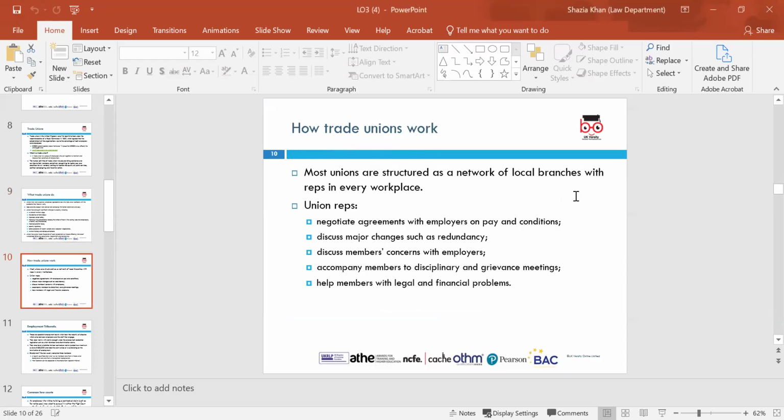How does a trade union work? Most trade unions are structured as a network of local branches with representatives in every workplace. Union reps, as we mentioned, negotiate agreements with employers on pay, conditions and financial situations. They are there to help employees by negotiating better pay and providing new training for new skills.